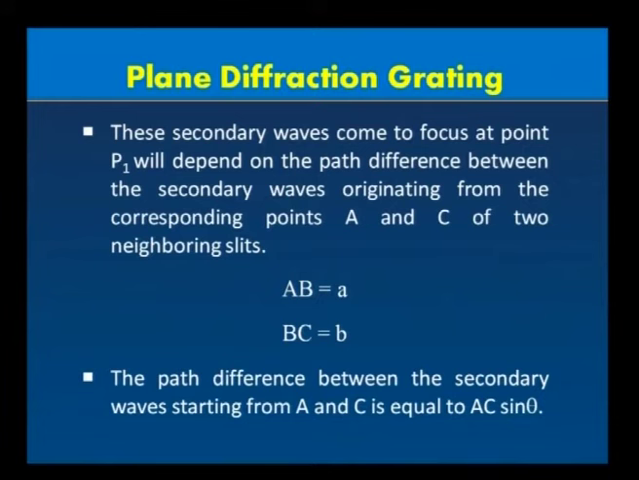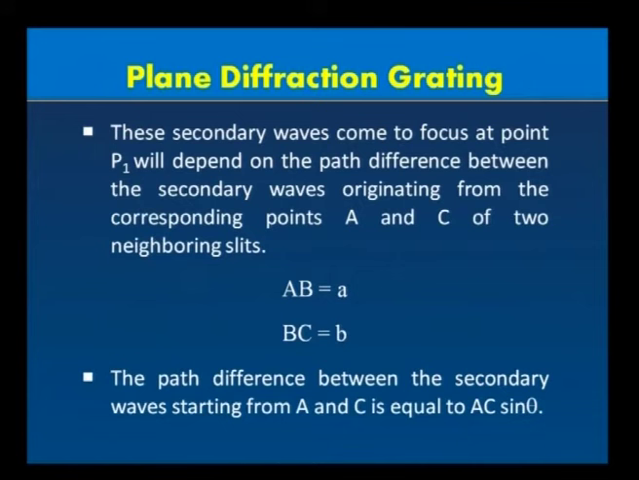So these secondary waves coming through the slit come to a focus at a point P1, which will depend upon the path difference between the secondary waves originating from the corresponding points A and C of the two neighboring slits. AB, as I told you, is small a, the width of the opening. BC will be the width of the ruling, the opaque distance through which light is not passed, and this is the width of the opening through which light is passed. As I told you, a plus b is called a grating element.